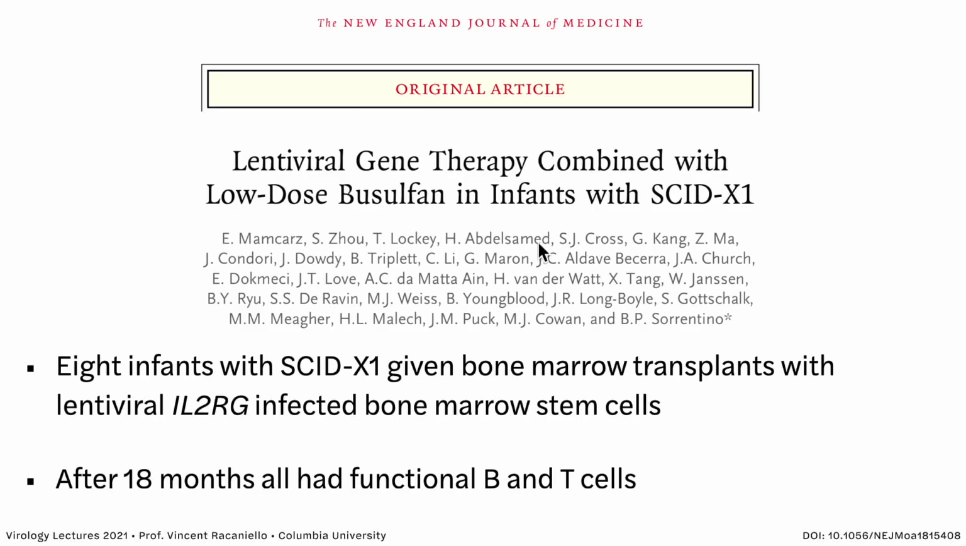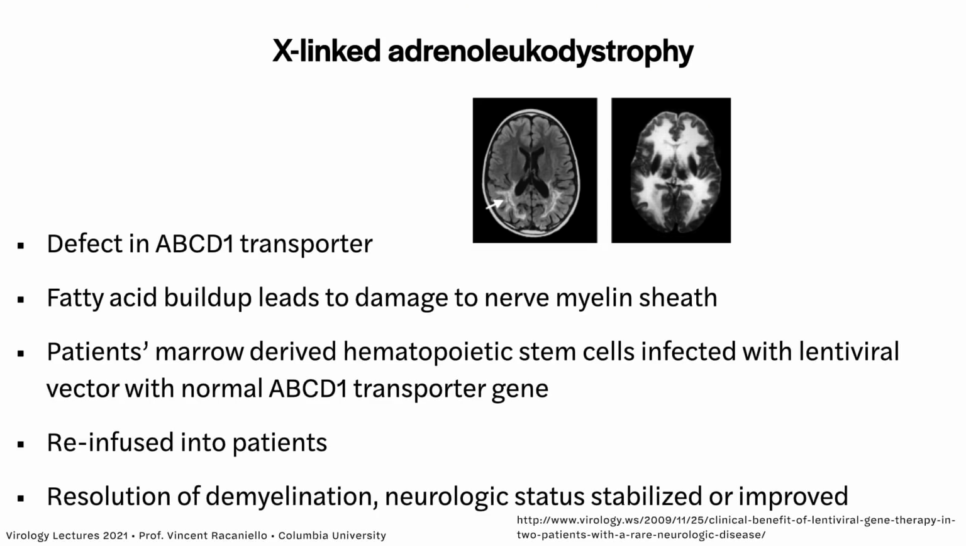This is another paper, New England Journal, of infants treated with a lentiviral vector for SCID. 8 infants were given a bone marrow transplant with this same gene delivered by a lentivirus to their bone marrow stem cells. And after 18 months, their B and T cells were all good. So it works. It's a really good example of how this can work. You modify and go back and it works.